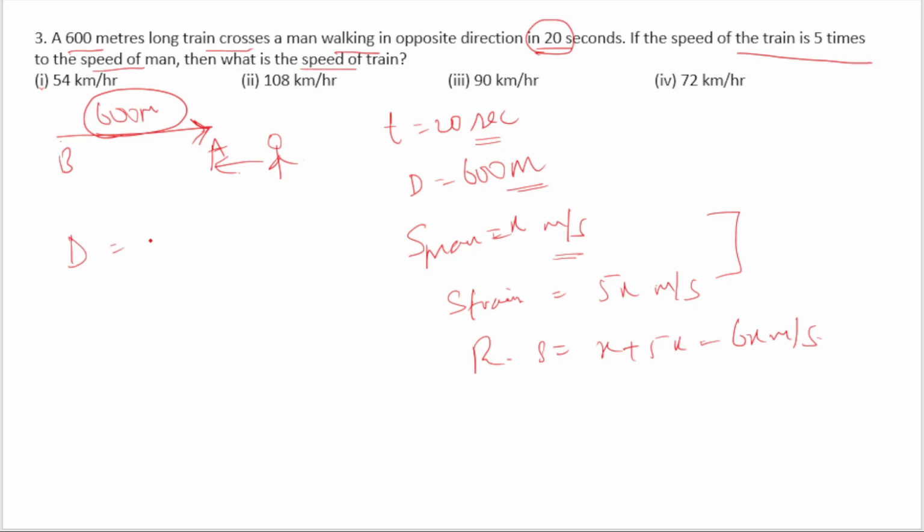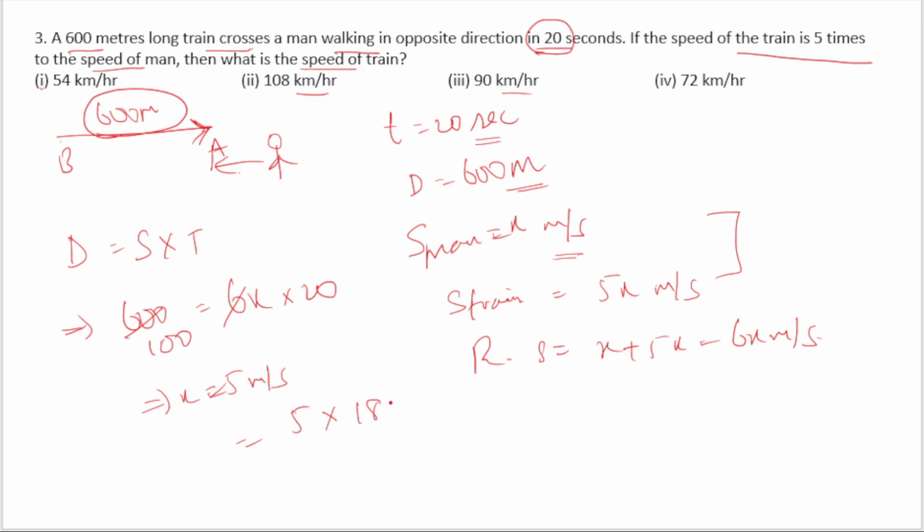And what is the distance formula? Distance is equal to speed into time. Distance is equal to 600 is equal to speed 6x into time 20 seconds. If you simplify, we'll get x is equal to 5 meters per second. But here in options we have kilometers per hour. So we will convert this into kilometers per hour. It is 5 into 18 by 5. It is 18 kilometers per hour.